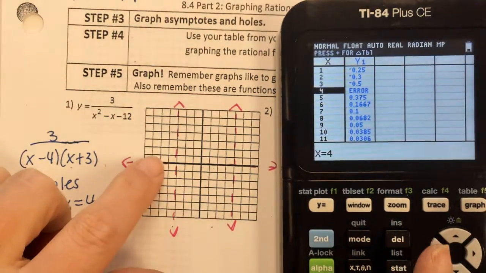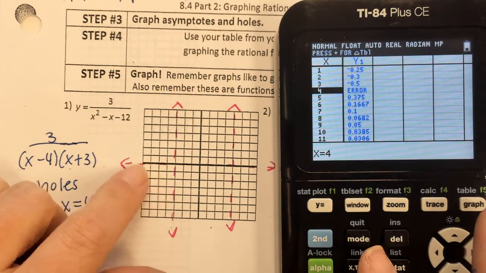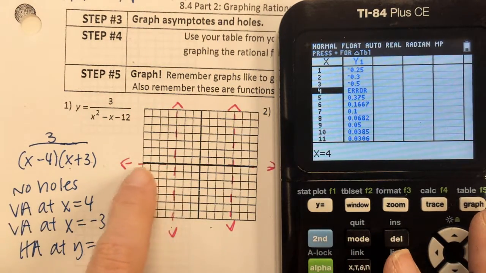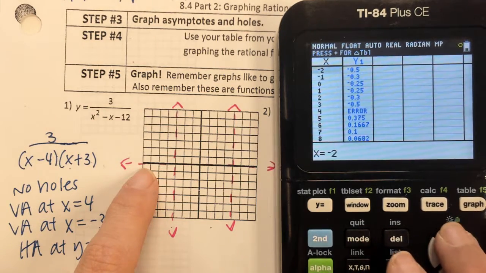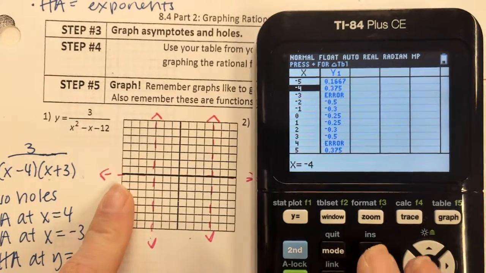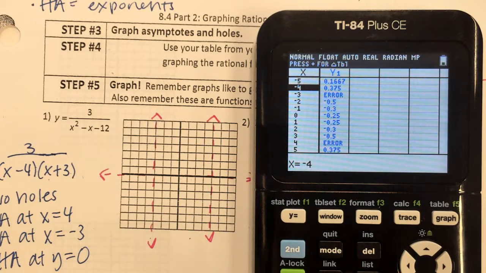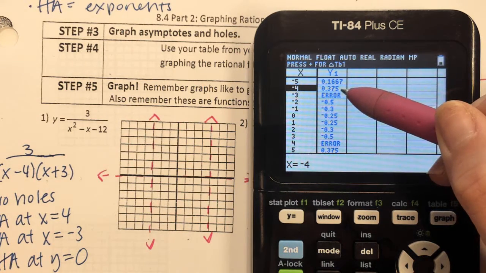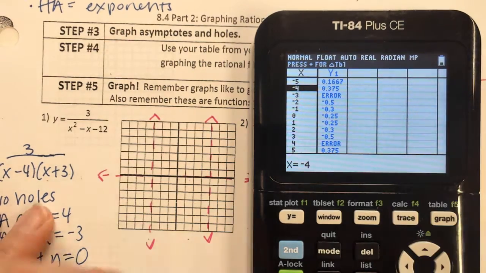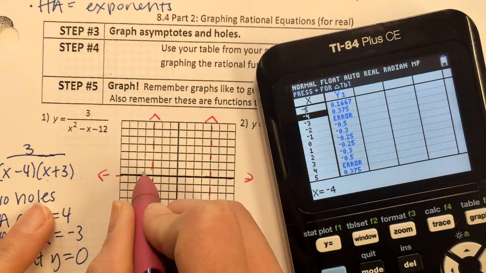So I want a point on the left side of my vertical asymptote, which means what x value can I use that's to the left of this? -4. We can do that. So find -4 on your table. What's your y value? Yes, which this means that this is right above what here? Yes, right above 0. So graph a point at -4 right above 0.